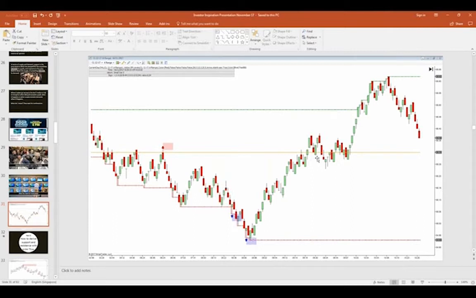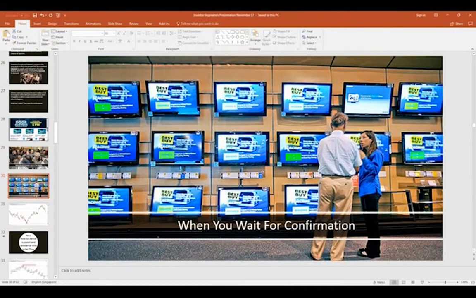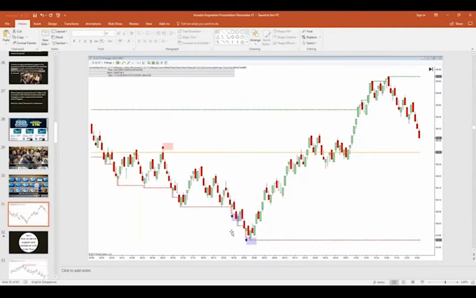And sometimes, if you're going to wait for confirmation, you're not going to get the TV. You're not going to get it because you're going to be sitting here waiting for the price to come down, and it may only come down once, the first time.